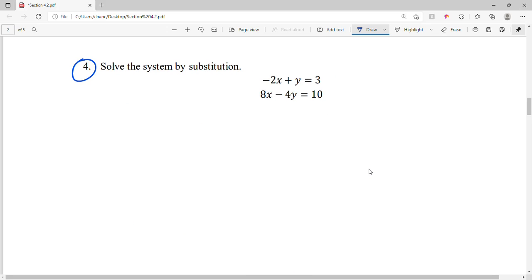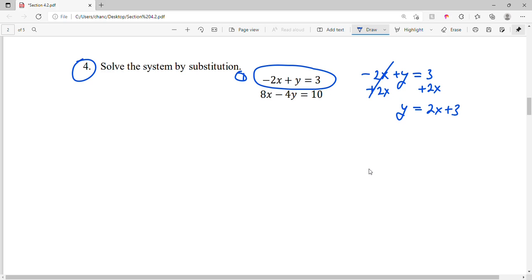In question 4, again, you can try these on your own at any time. Pause the video. I will convert equation 1 and solve for y. So let's just jot it down here on the right, and we will solve for y. The reason I want to solve for y is because it's easy to do so. So I'll add 2x to both sides, and y equals 2x plus 3.